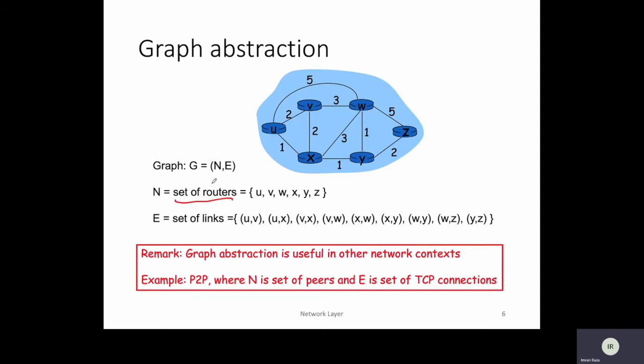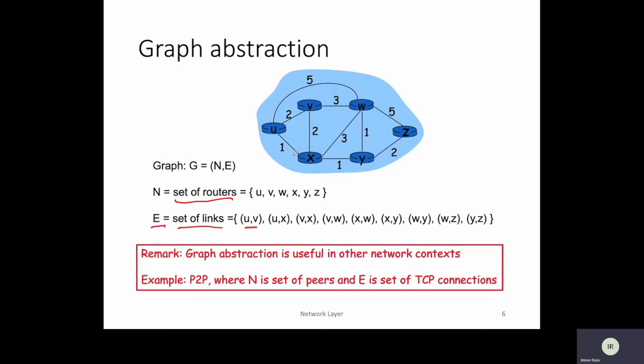And then this E is basically representing the set of links between the different routers. For example, this link UV is connecting router U with router V. Okay, and similarly, this link between VX is connecting this router V with router X.